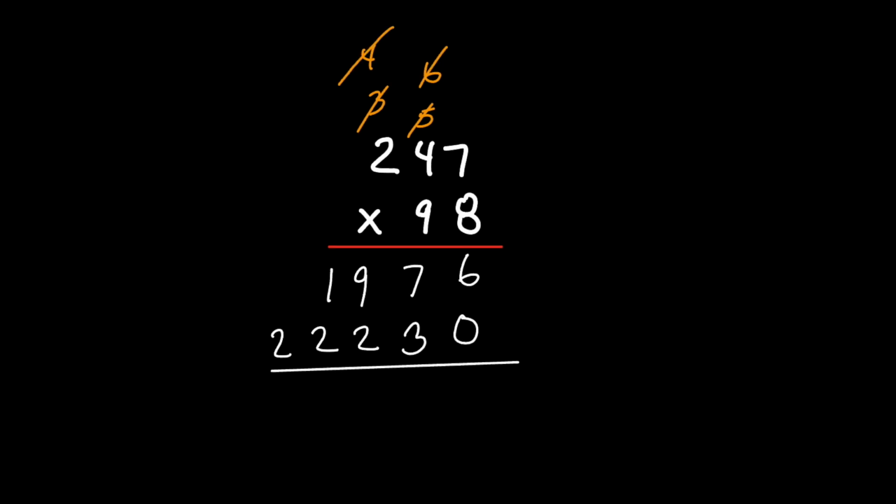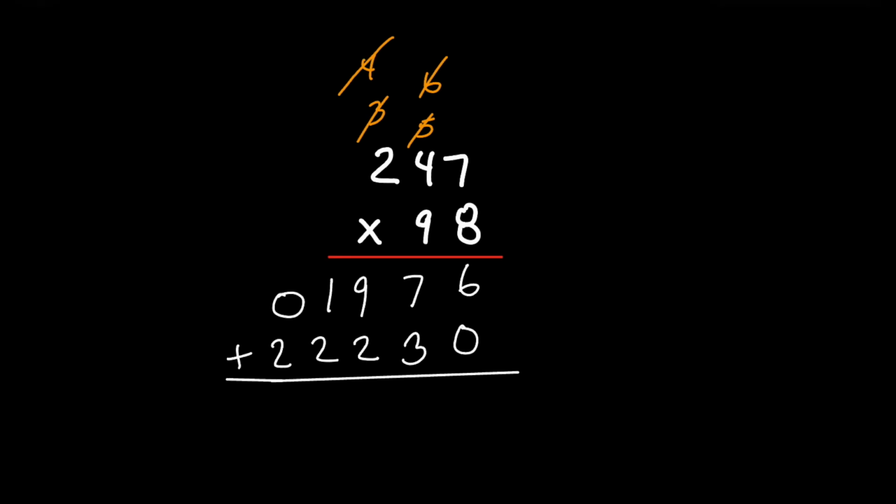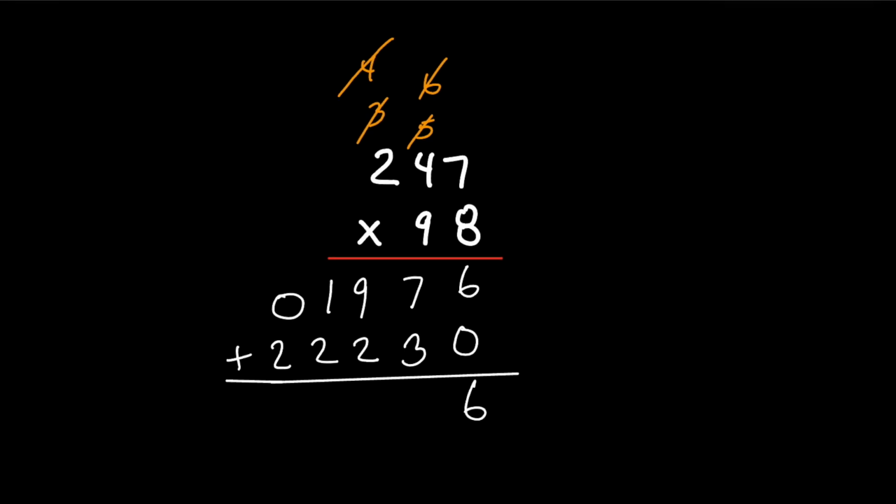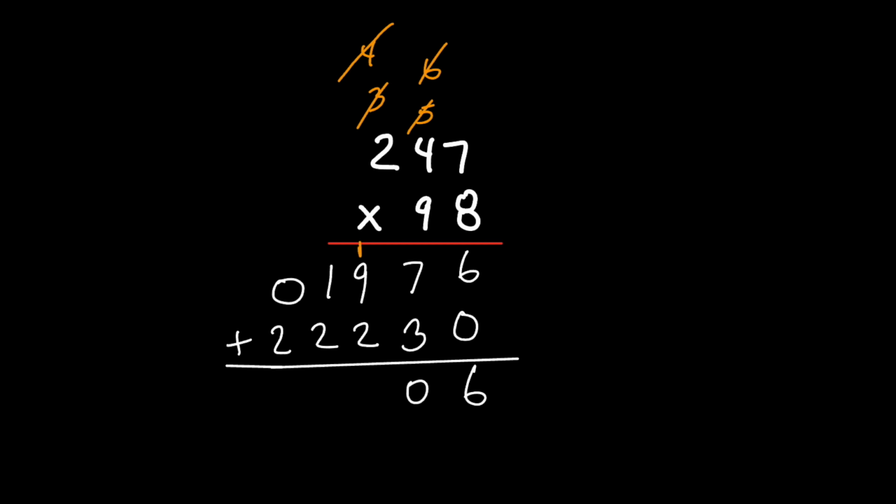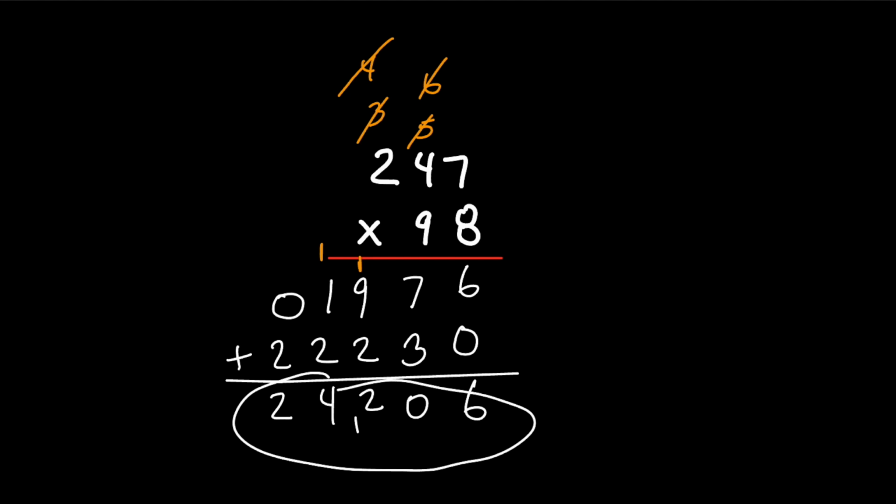Let's cross out this 4 and 6 since we already used it. And let's put in a 0 here so that we can match up with what we have at the bottom. 6 plus 0 is 6. 7 plus 3 is 10. 9 plus 2 is 11, and then add the 1 and get 12. 1 plus 1 plus 2 is 4. Since it's a single digit, there is no need to carry. Lastly, 0 plus 2 is just 2. So the answer is 24,206.